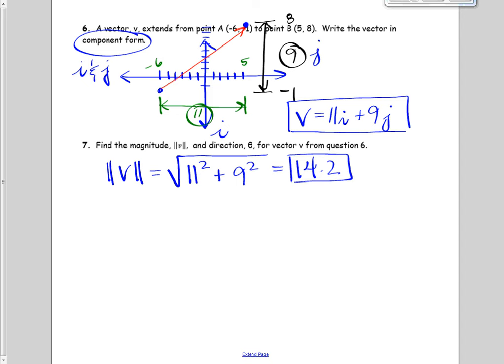Now, for the angle, I'm looking at a vector like this. It's part of a triangle that has 11 and 9, and I'm interested in what this angle right here is. How far up does it go from horizontal? Well, I can see that this is the adjacent side from this angle, it's right next to it, and then this is the opposite side over here. So I just think about SOHCAHTOA.